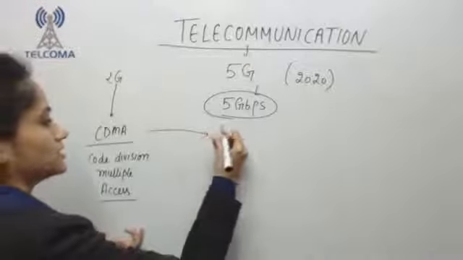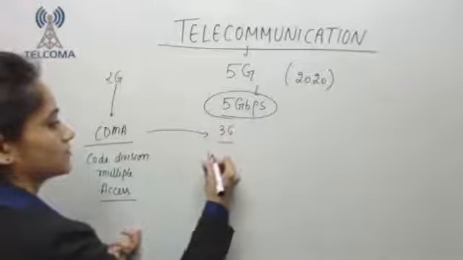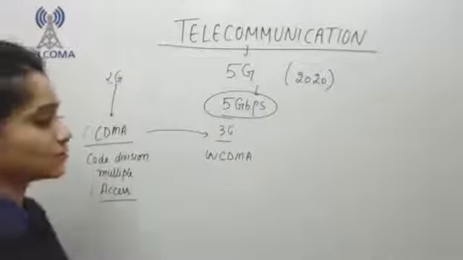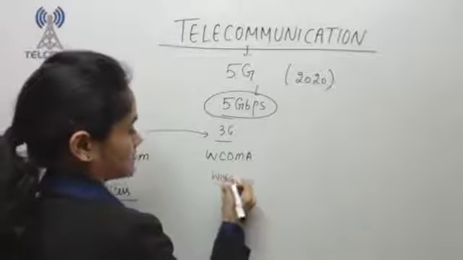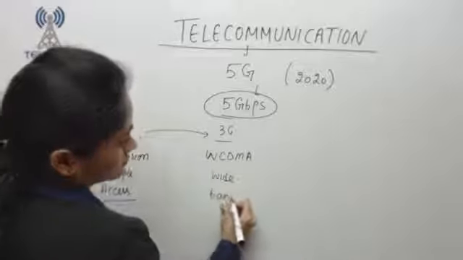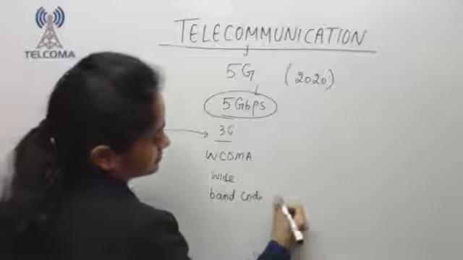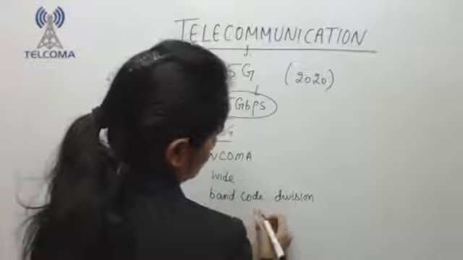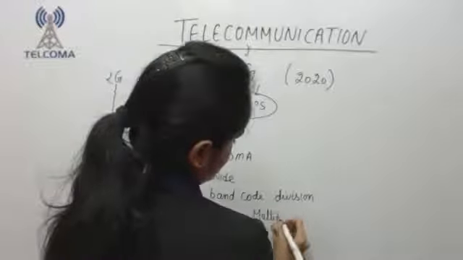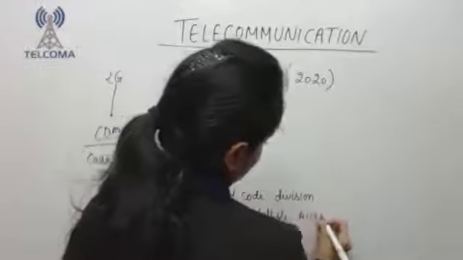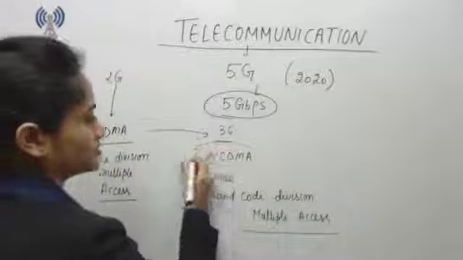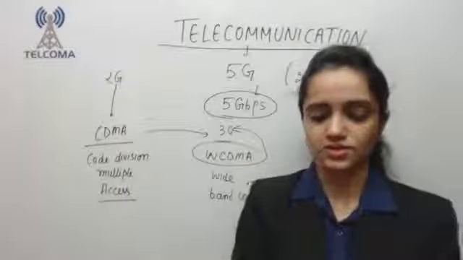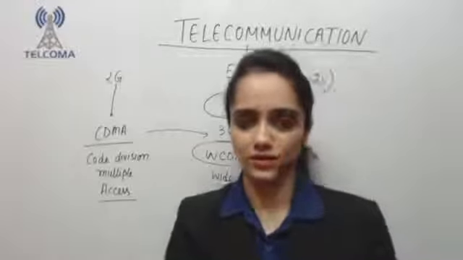After that, for 3G, we have the concept of WCDMA. We call it Wideband Code Division Multiple Access. That means we have used the concept of WCDMA in our 3G networks. So this is the introduction to the various telecom technologies.